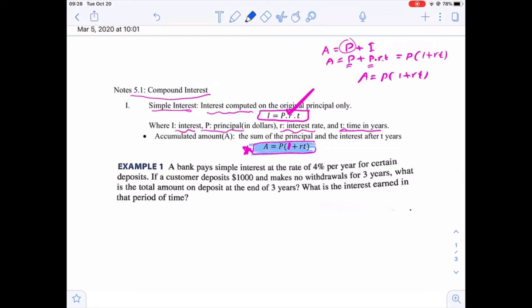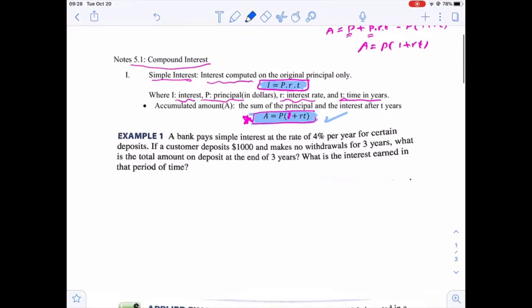This is how we find the simple interest. And this formula here gives us the simple interest amount, and this is the accumulated amount. A is the accumulated amount. It's A equals P times 1 plus RT. Good. Now let's take some examples.